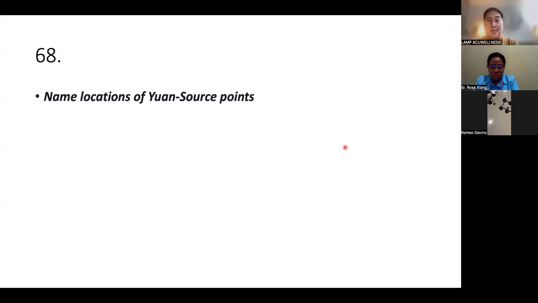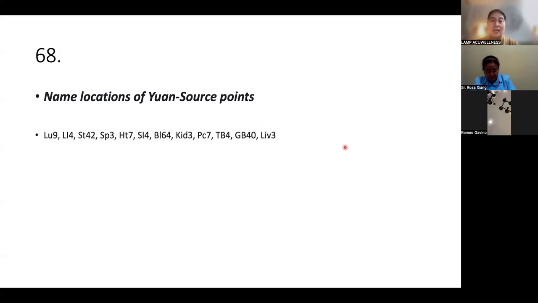Who can name all the Yuan-Source points? Okay. Name all the points. Very easy, no? Lung 9, lung 4, LI 4, and so on. SI 4, bladder 64. Okay.